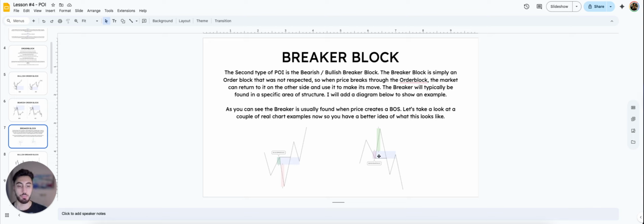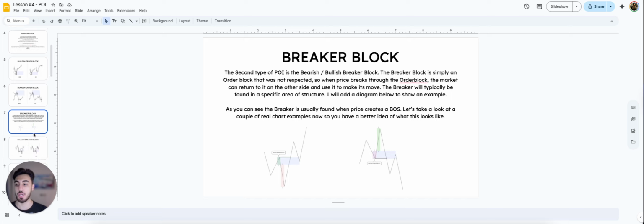Take a look. This is a bullish area here, okay, that got failed. The bullish order block got failed by a break of market structure here, then price reversed, and on the retracement price tapped this area and pretty much came down.